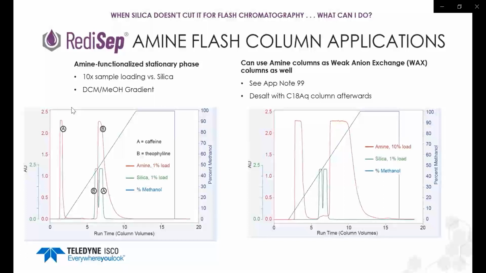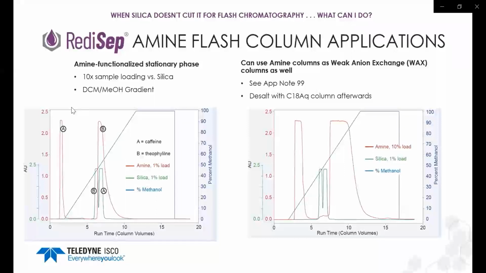With that resolution, we can take advantage of it and increase our loading capacity. So we were able to load up to 10%, 10 times as much on the amine column versus the silica column, using the same mobile phase conditions.